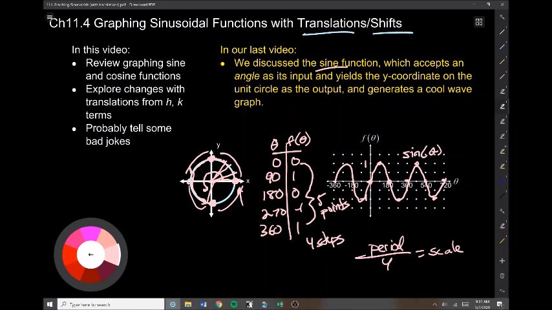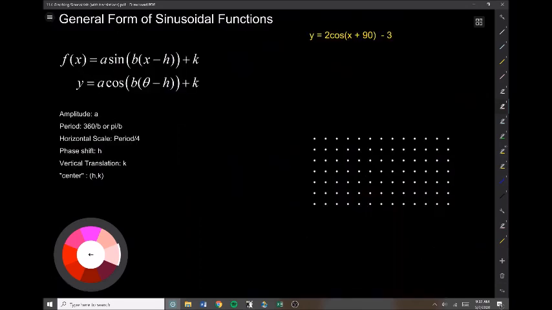Okay, all we're going to do differently today is throw in h and k values to slide the graph around. This is the general form of a function, sine or cosine. There's b values that change the period. There's a values that change the amplitude. These h values are called a phase shift. They move everything left and right. And these k values just translate up and down.